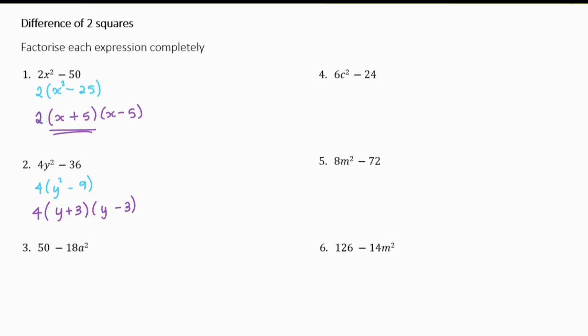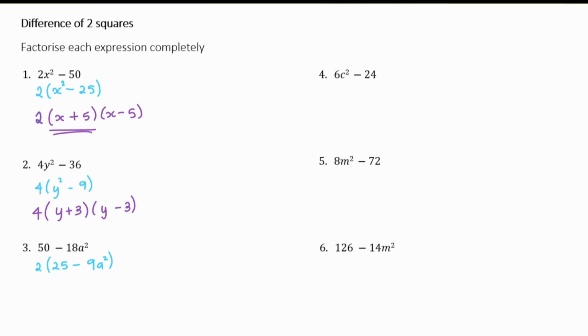For number 3, we've got 50 minus 18a squared. The highest common factor of 50 and 18 is 2. So we are going to put 2 outside of the bracket. And in order to make 2 into 50, we have to multiply that by 25. In order to make 2 into minus 18a squared, we would have to multiply that by minus 9a squared.